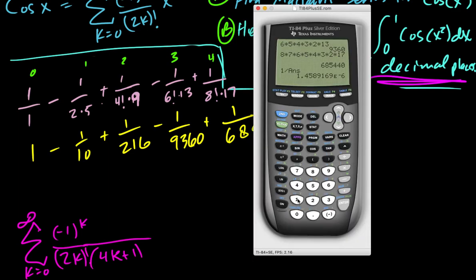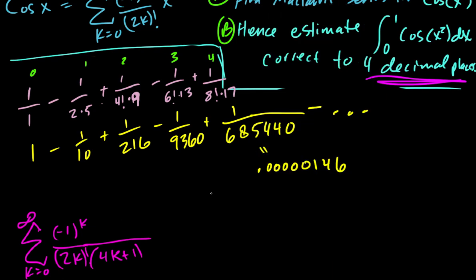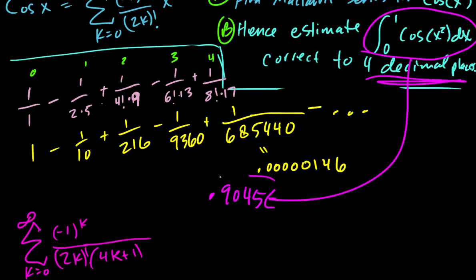And so we're going to do 1 minus 1/10 plus 1 over 216 minus 1 divided by 9360 plus 1 divided by 685440, and we get 0.9045. So this thing is approximated at that if we round it to 4 decimal places.